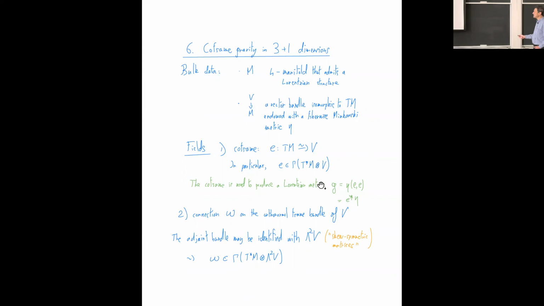You can recover the usual metric just by pairing e with itself using the fiber-wise metric, or equivalently, it's the pullback by e of eta. And the second field you need is a connection for the principal bundle associated to the orthonormal frame bundle of V for some reference Lorentzian structure. Again, I will think of the connection as a section of wedge a one-form taking values in sections of wedge 2 V. Why wedge 2 V? Because the Lie algebra is essentially given by skew-symmetric matrices. So locally, a one-form, yeah.